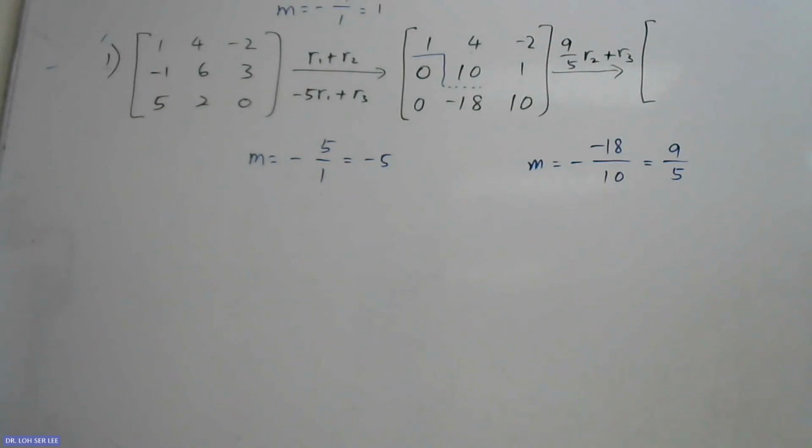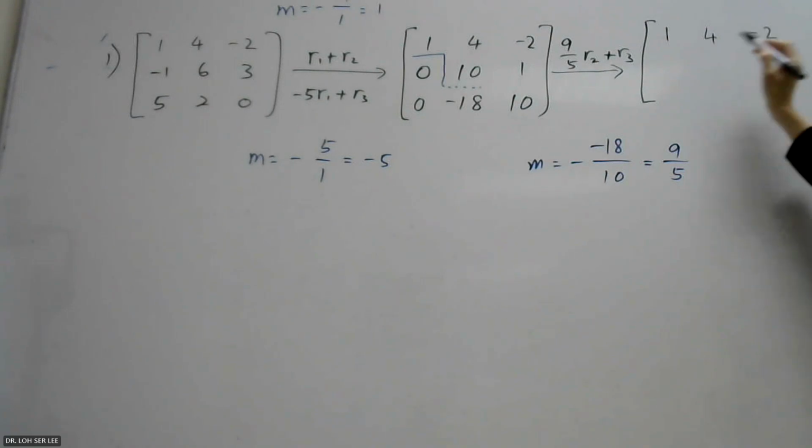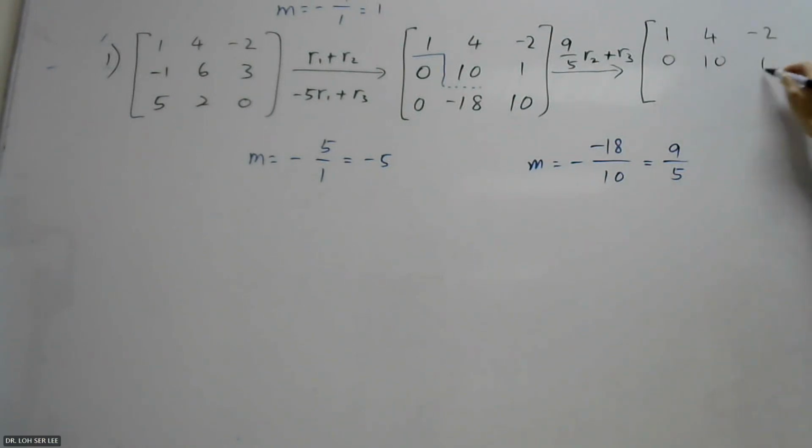So no changes on row 1 and row 2. You just copy the first row and the second row, then you obtain the new row 3.